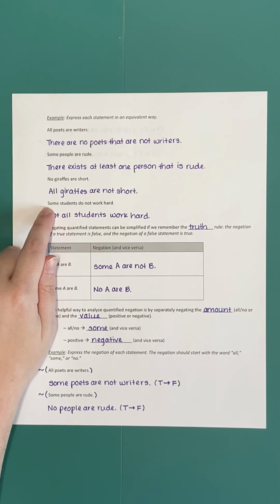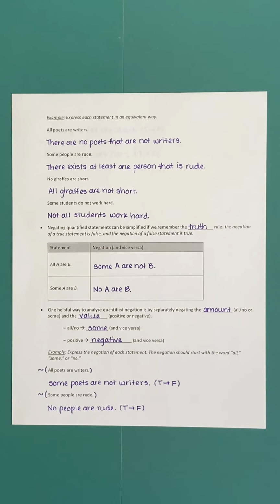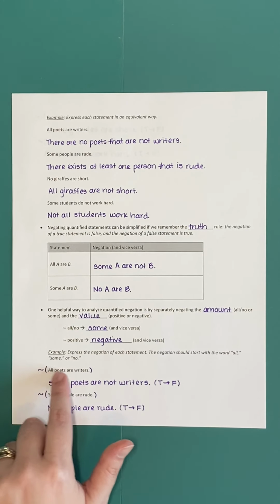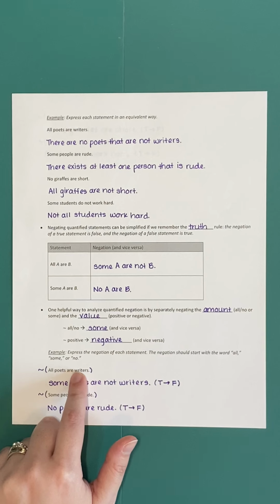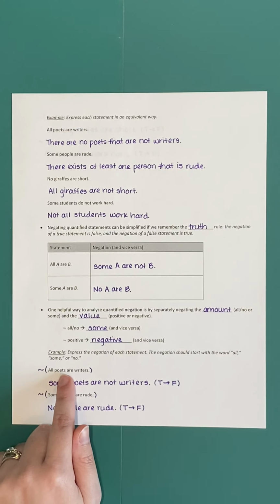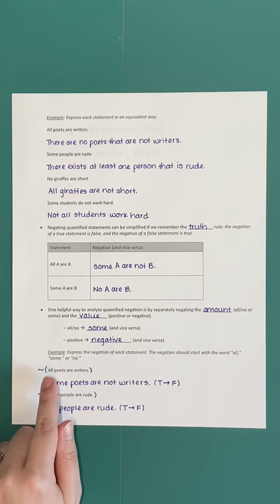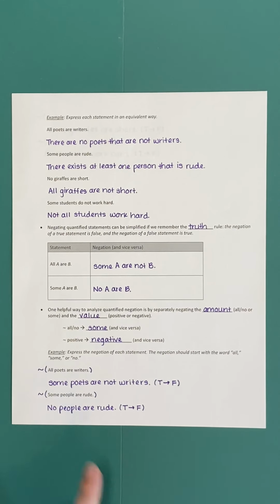We're going to look at the same statements we saw before, but now we want to write not an equivalent statement that gives the same idea, but the negation of the statement, which is going to give the opposite idea. So, all poets are writers. First off, we decided that was a true statement. It is the case that if you are a poet, then you are a writer. That is a true statement.